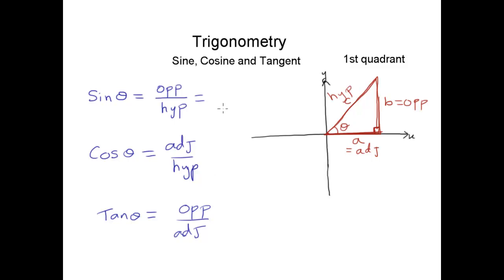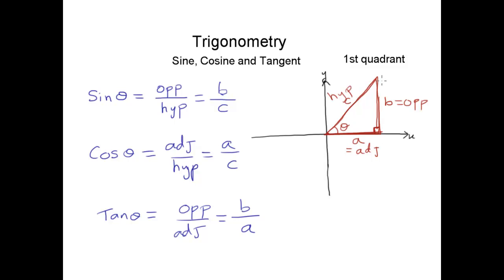Okay, what is this here? What is the opposite side length? This is B. What is the length of the hypotenuse? This is C, right? And cos theta, adjacent over hypotenuse. Adjacent is A, and hypotenuse is C. What about here? Opposite or adjacent? How much is the opposite side length? B. How much is the adjacent side length? A. B over A. Okay.